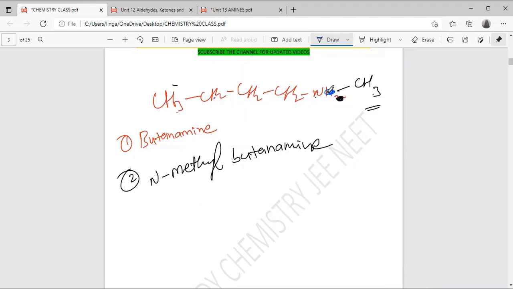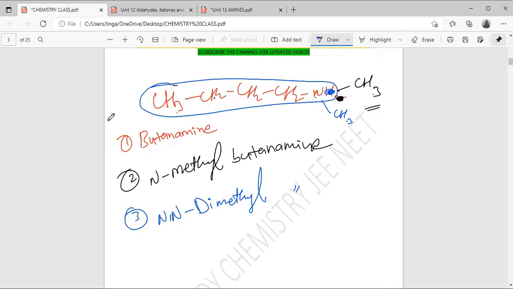Suppose this hydrogen is also substituted by one more methyl. Then two methyl groups are present on nitrogen. So N,N-dimethyl butanamine is the name. So the long chain we have to take, the long chain with nitrogen. The remaining ones are substituents. Done? Yes, sir.